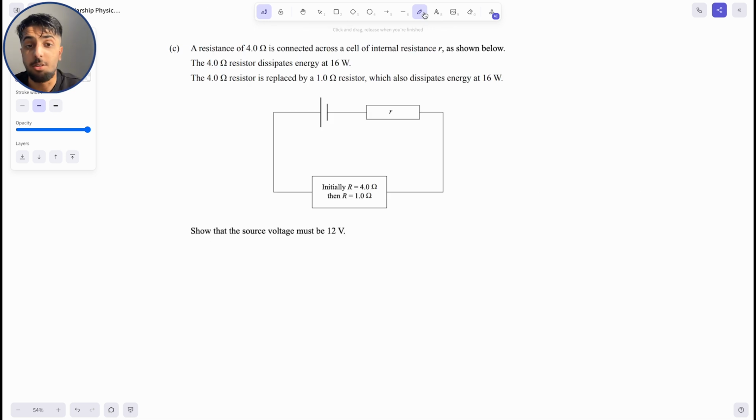A resistance of 4 ohms is connected across a cell of internal resistance R as shown below. The 4 ohm resistor dissipates energy at 16 watts. The 4 ohm resistor is then replaced by a 1 ohm resistor, which also dissipates energy at 16 watts. Show that the voltage source must be 12 volts.